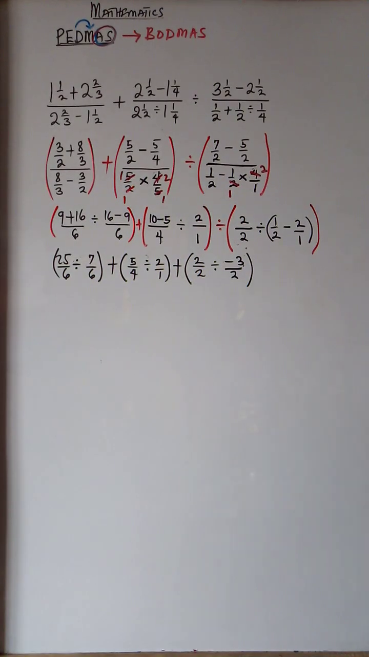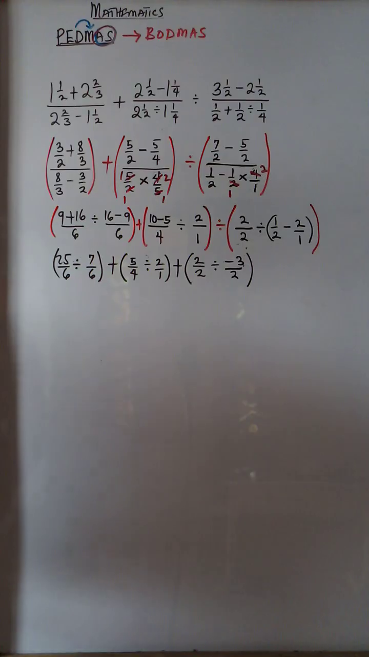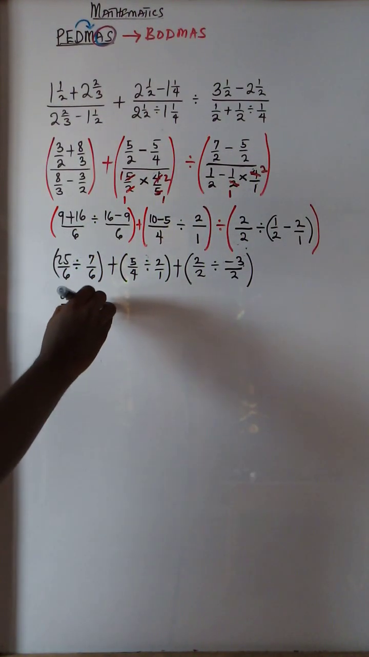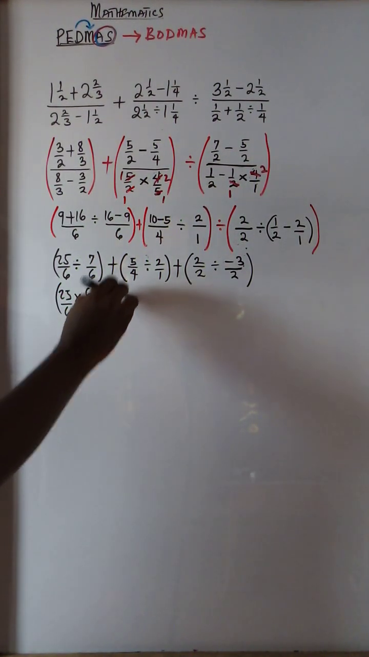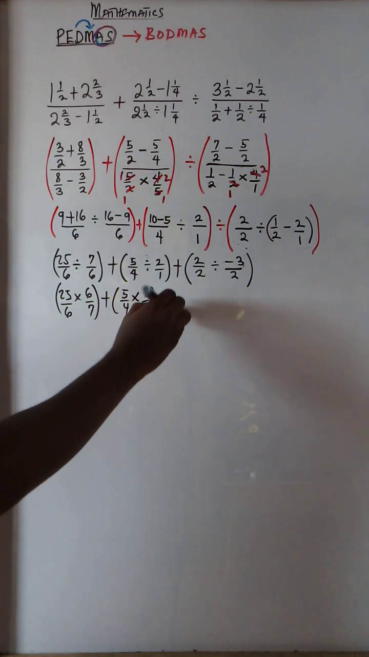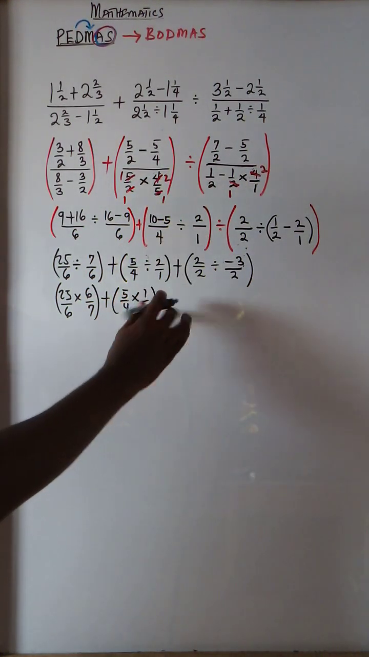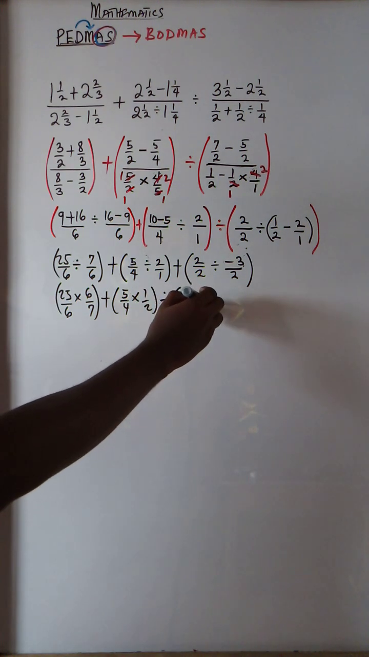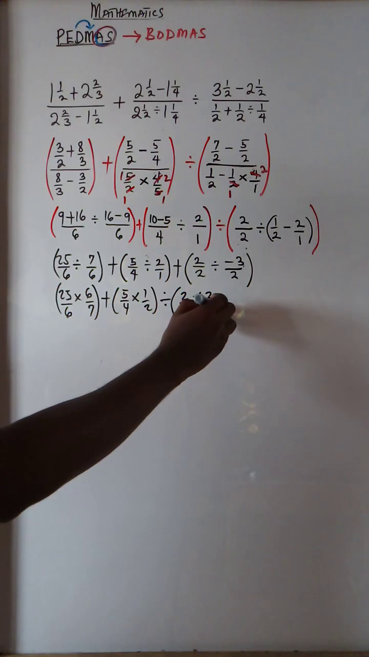What next? We are still in the bracket. We turn the division to multiplication. This is 25 over 6 times 6 over 7. This is 5 over 4 times 1 over 2. Oh, this divided by 2 over 2 times 2 over minus 3.